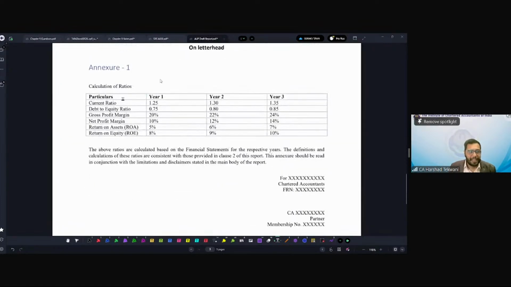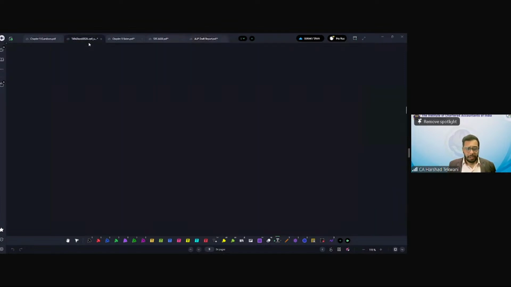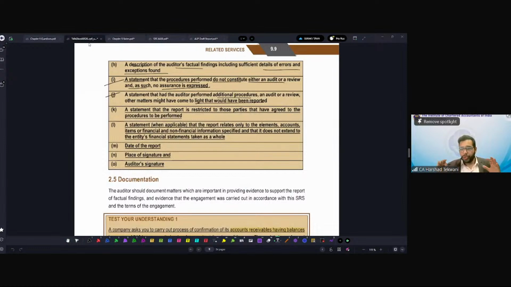And then you have the annexure: calculation of ratios. These are the ratios which are there. Simple. A draft format, you can say, which complies with the particular standard, SRS, for your understanding. This is all dummy data. All dummy. Clear? Clear with this? How the report is issued under SRS 4400? Any doubt?